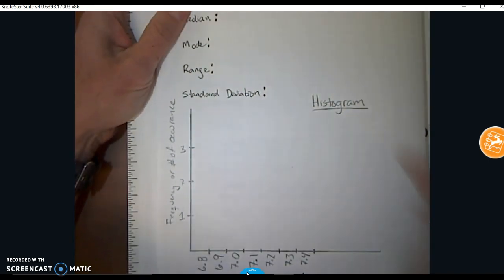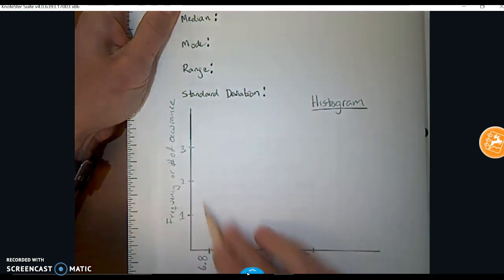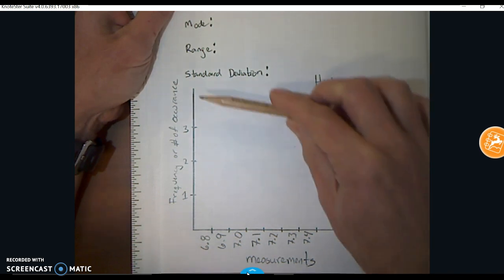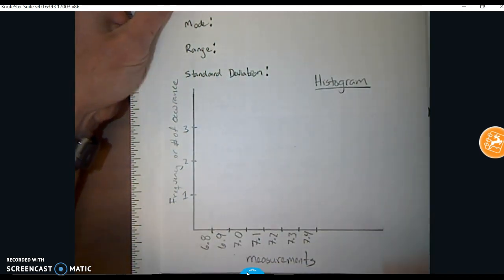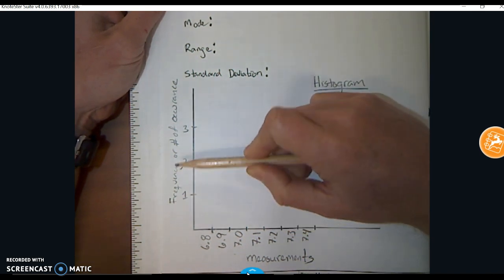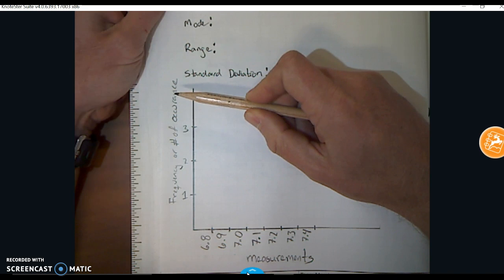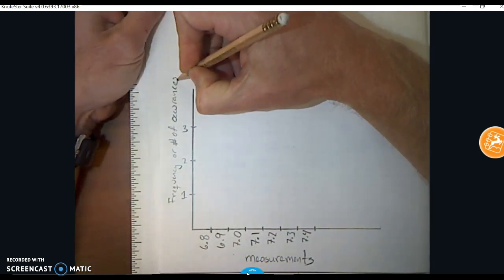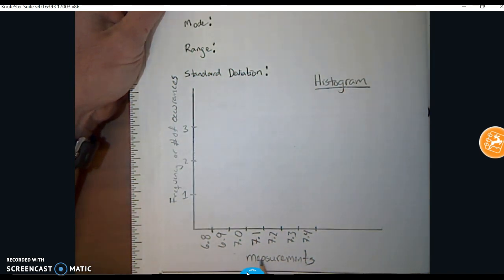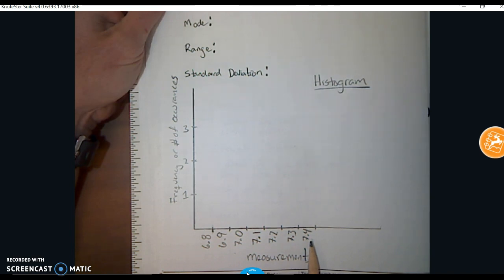So underneath my definitions from the first part, I got some space, or maybe it's going to be on another page in your notebook. That's okay. I'm just going to set up an axis, a vertical axis and a horizontal axis. The vertical axis is going to tell us, sometimes it's called frequency, or the number of occurrences. So how many times did a particular measurement occur? And then on the x-axis, or on the horizontal axis, is the measurements. So for my data, the minimum value was about 6.8 and the maximum value was about 7.1.